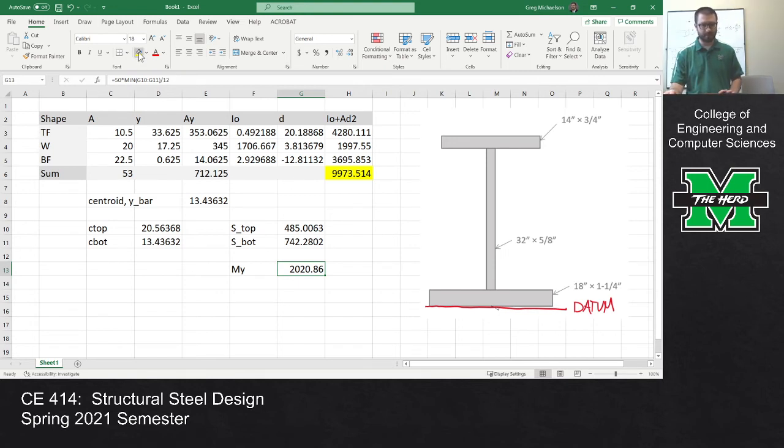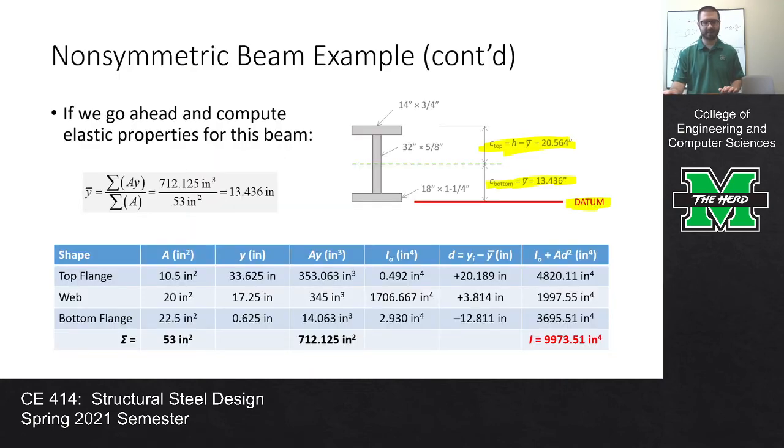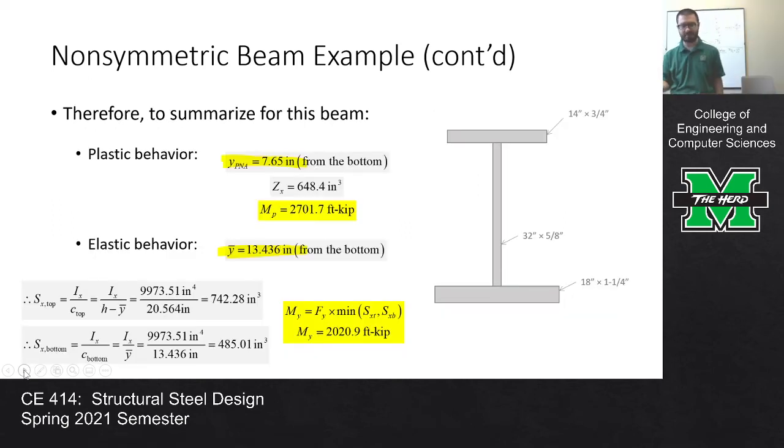20.86. So, where'd my mouse pointer go? There we go. So going back to the presentation, you can see this is where a lot of these values came from, that was on this slide.